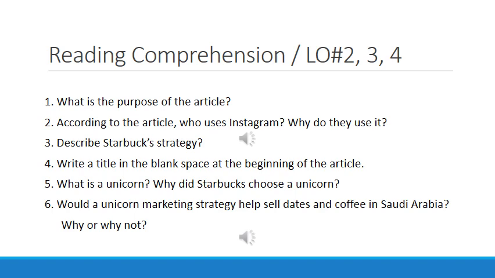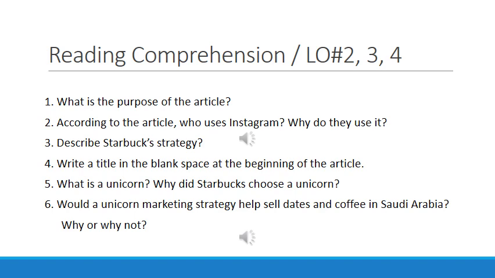I will need to explicitly point those directions out when we go through the handout before giving it to the students. Question number 1 is, what is the purpose of the article? Very straightforward. Question number 2 is, according to the article, who uses Instagram and why do they use it? I chose the wording according to the article because I have students who answer questions based upon their personal beliefs, and then I have students who understand that you have to refer back to the text. And I want to understand which students do what.